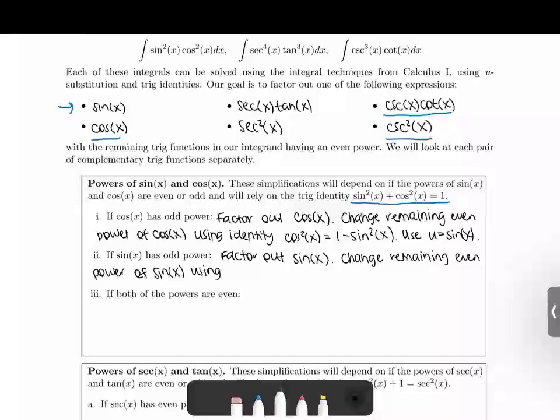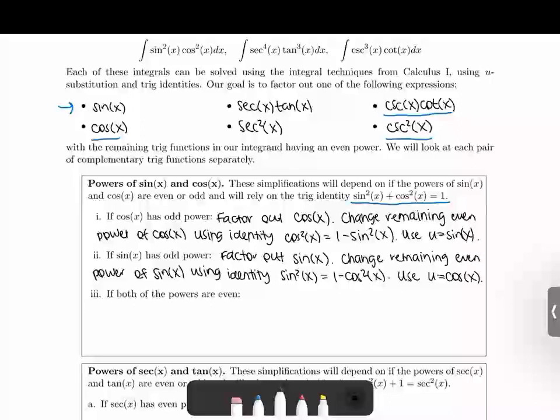Again, using that same trig identity at the front, but now we're going to solve for sine squared by subtracting cosine squared from both sides. And now that we are going to change our integral in terms of cosine, we're going to use the u substitution, u equals cosine of x, to solve that integral. So we take out one sine and we change all the rest of the sines to cosine so that we can use the substitution u equals cosine. So this is what we do if one of those powers is odd.